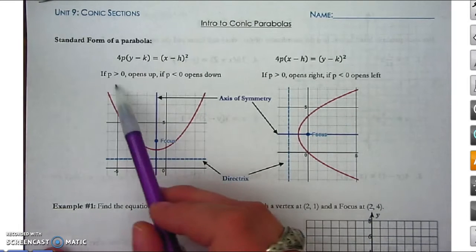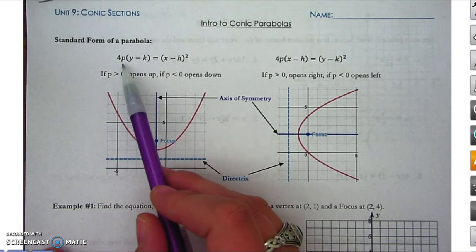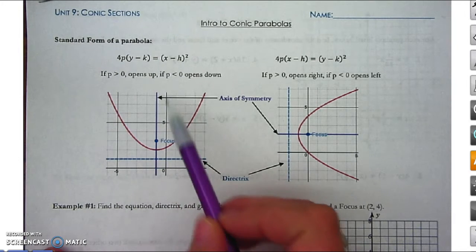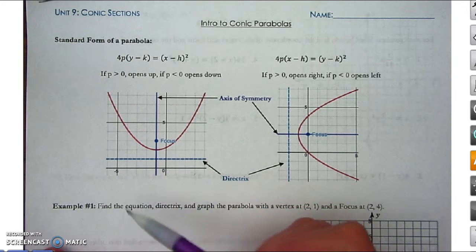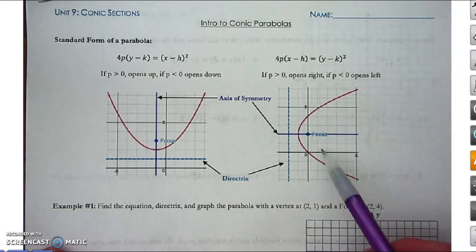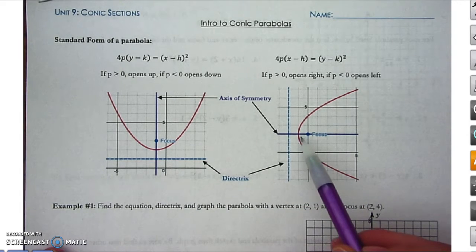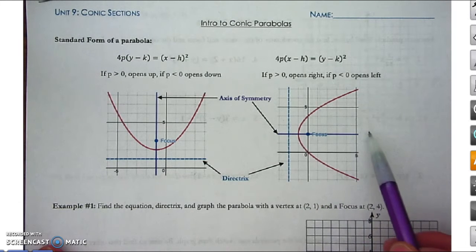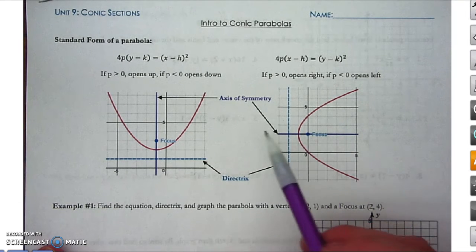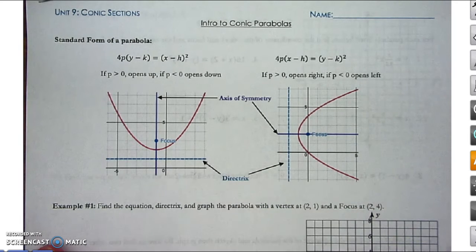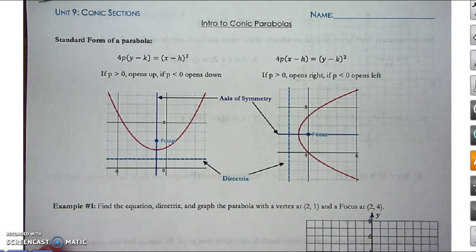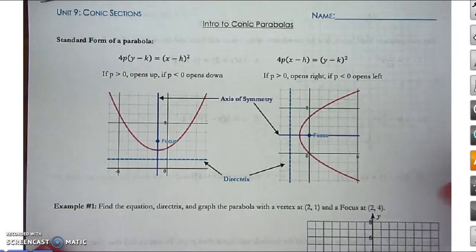Now I also added these pieces about p. So if p is positive and the x is squared, that means it's going up. If p is negative, that means it's going to be going down. Likewise over here, if p is positive or greater than 0, it's going to be facing to the right, and if it's negative, it's going to be facing left. So those are the ways that you can tell which direction your parabola is facing, and that's going to be helpful when you're trying to graph them.